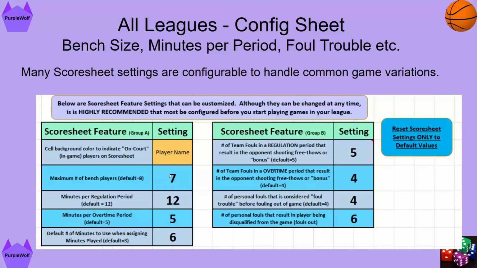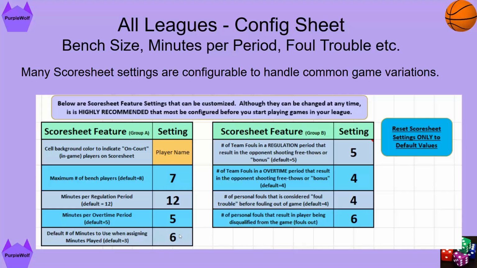But anyway, you could set the maximum players on the bench, and the minutes per regulation period. So this is 12, the NBA default. But you could change it if you want to do something different. Then the minutes per overtime period. Again, this is 5 like the NBA.